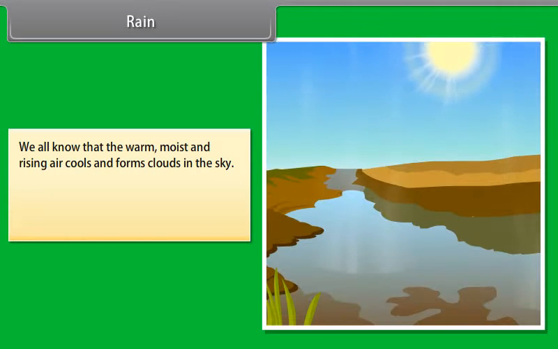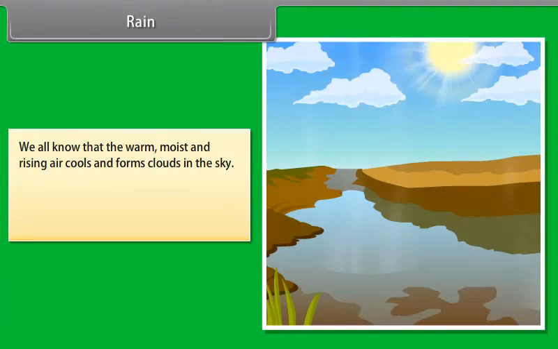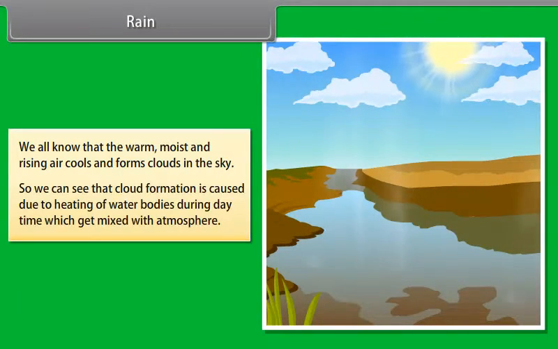Rain. We all know that the warm, moist and rising air cools and forms clouds in the sky. So we can see that cloud formation is caused due to heating of water bodies during daytime, which get mixed with atmosphere.